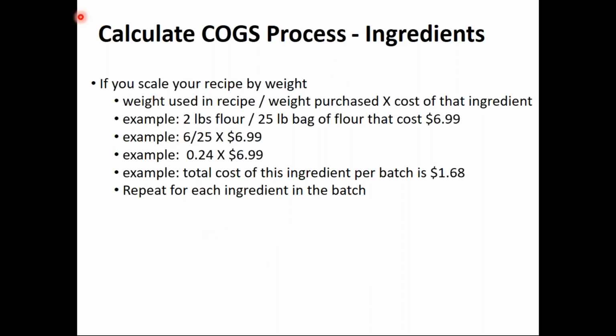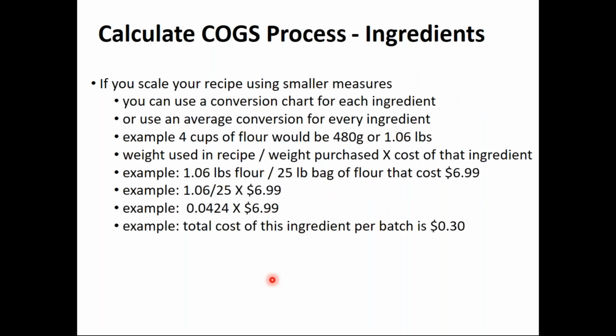So in terms of the ingredients, if you scale your recipe by weight, you would essentially need to take the amount that you're using as a proportion of the total times the cost of that. So if you're using 6 pounds of flour, it would be 6 divided by 25 times the price that it costs you to buy that bag of flour. So 6 over 25 is 0.24 times $6.99. So for a batch that uses that ingredient, the cost would be $1.68. And you would need to repeat that for each ingredient.